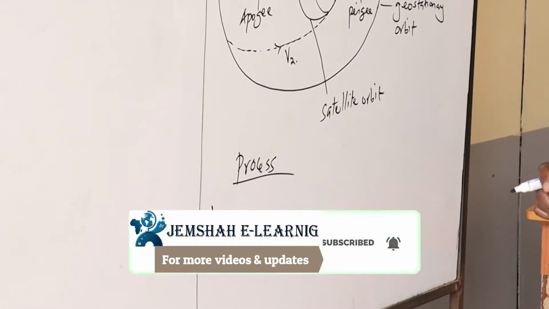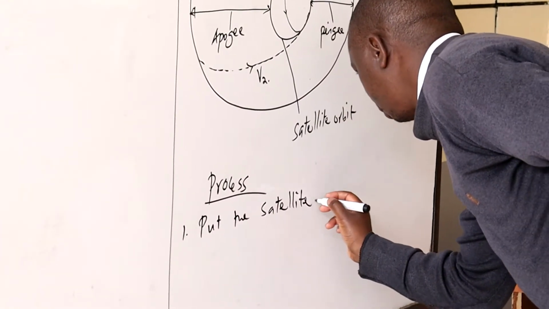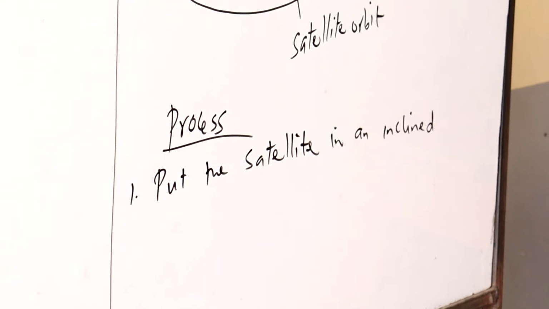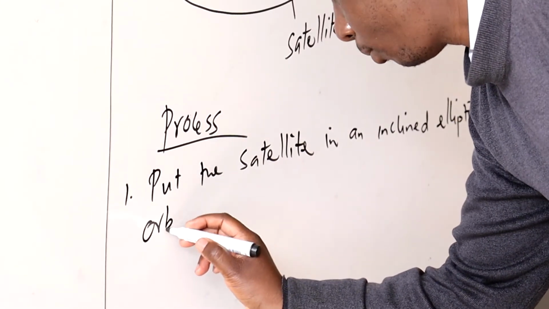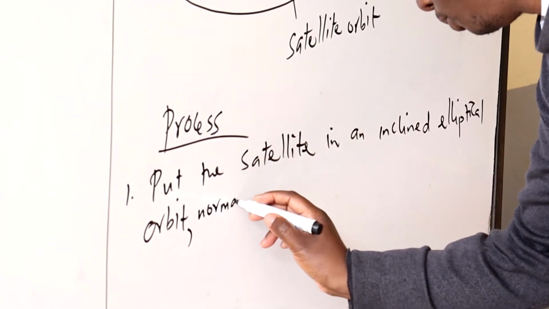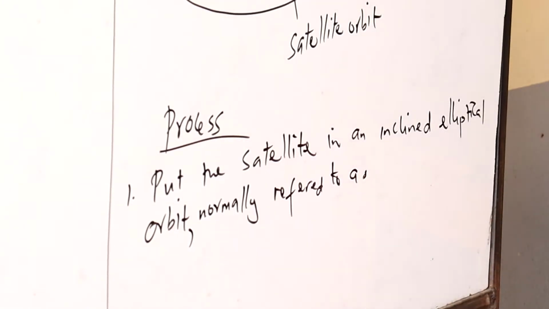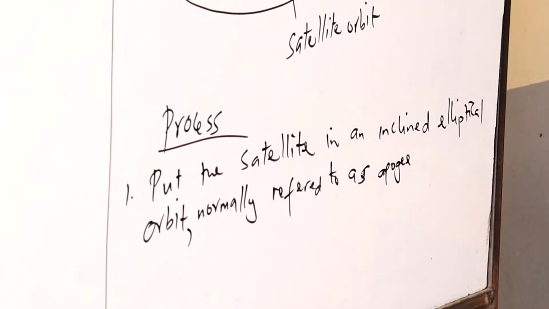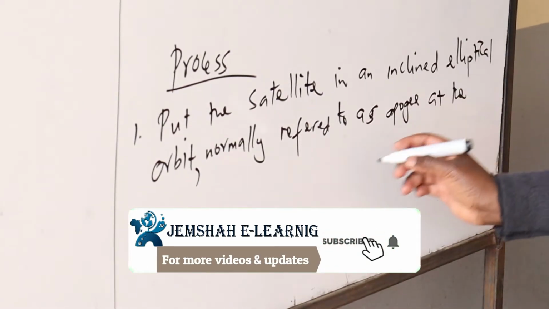Number one, we put the satellite in an inclined elliptical orbit, normally referred to as the apogee at the geosynchronous orbit.